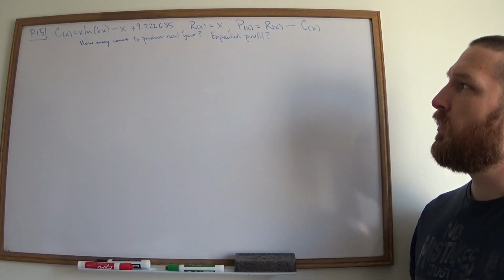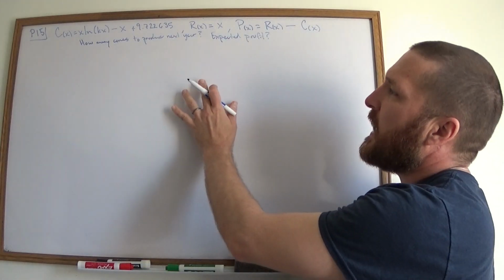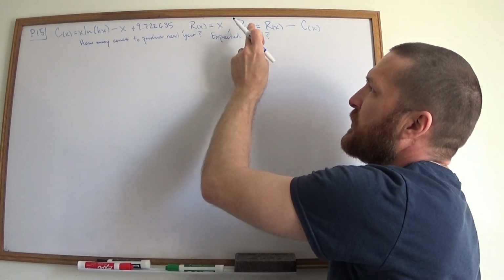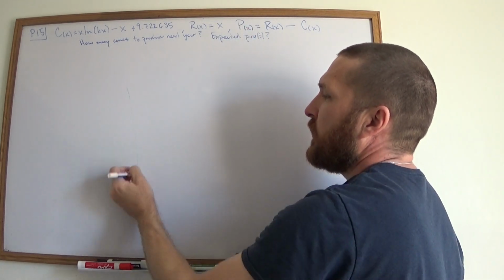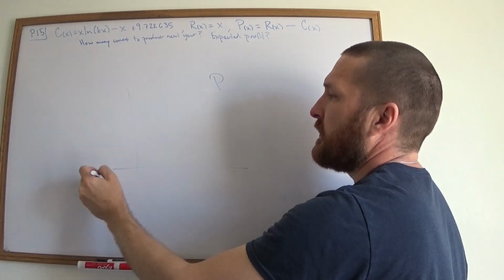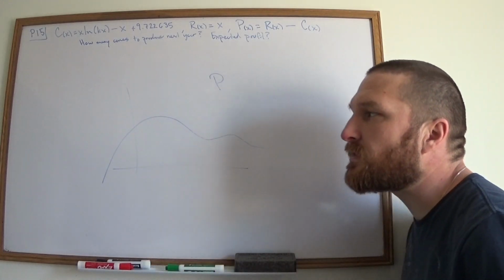Okay, so we're trying to maximize profit. How many cones in order to maximize profit? So imagining profit is some function, it does something like this.